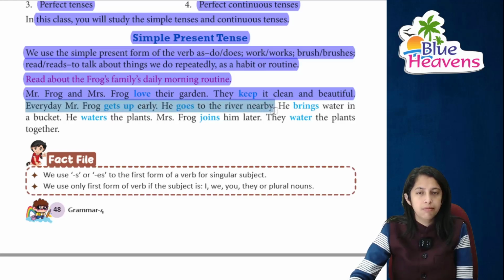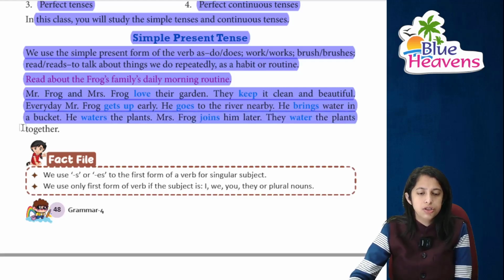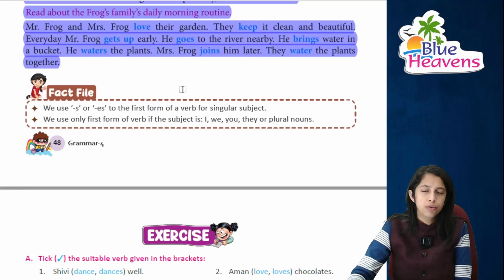He goes to the river nearby. साथ में जो river है वहाँ जाया करते थे. He brings water in a bucket. बाल्टी में पानी लेकर आया करते थे. He waters the plants. पौधों को पानी दिया करते थे. Mrs. Frog joins him later. और Mrs. Frog जो है उन्हें बाद में join करती थी. And they water the plants together. और वो एक साथ प्लांट को पानी दिया करते थे.